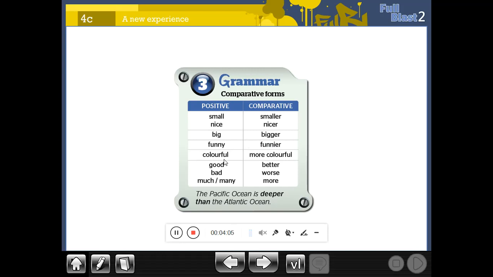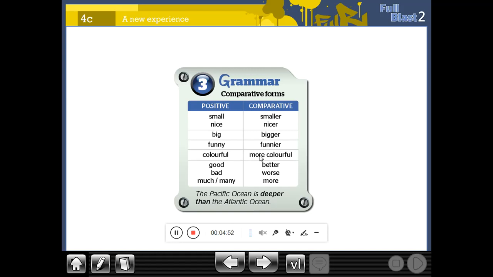Okay, colorful. If you put your hand under your chin and say this word, you notice that you open your mouth twice. So it has two syllables, but small, nice, big, funny, happy are only one syllable. So we add er. But colorful has two syllables. So can I say colorfuler? No, it's wrong.